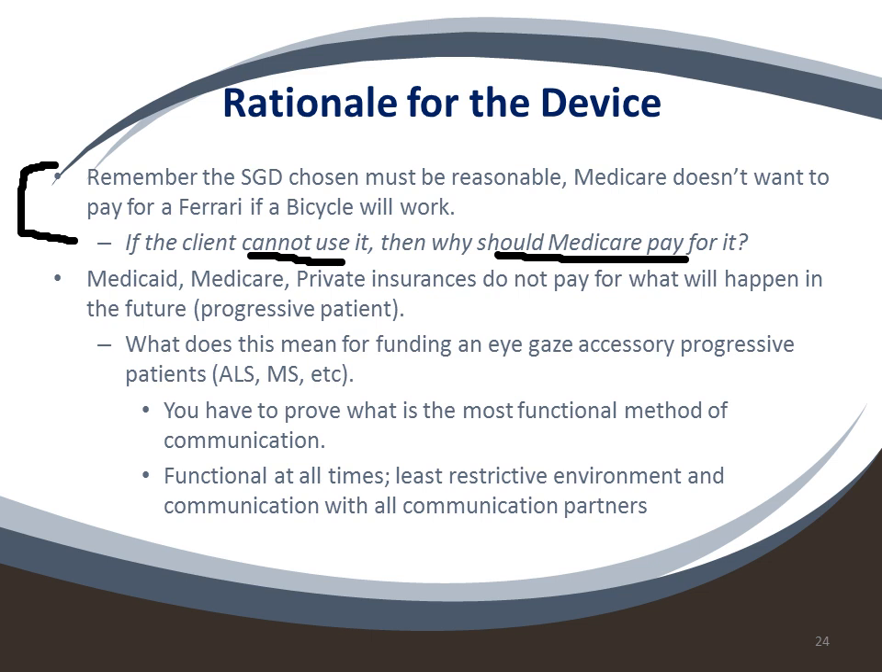So just because someone can demonstrate during 5 minutes of your evaluation that they're able to do something, you still have to ask, is that method functional at all times? Because otherwise you're limiting their ability to communicate. So be thinking about those things as you're thinking about ruling eye gaze in. Be really understanding of what the word functional means.